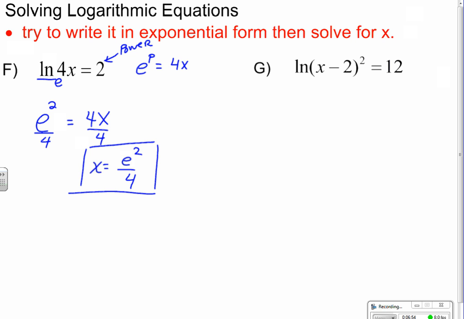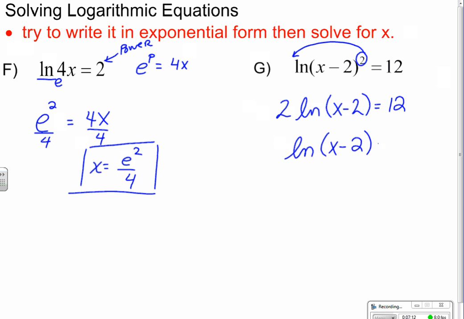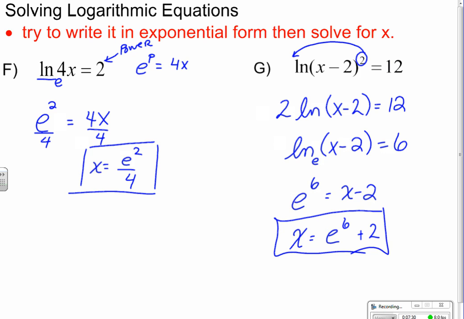Letter G. What would be easiest, perhaps, is to take this 2 and use that property rule and bring the 2 down in front. So we'd have 2 natural log of x minus 2 equals 12. Divide both sides by 2, and we'll have natural log of x minus 2 equals 6. Now I can apply base of e: e to the 6th equals x minus 2. Add 2 to the other side, and I'm going to end up with x equals e to the 6th plus 2, a numeric answer.